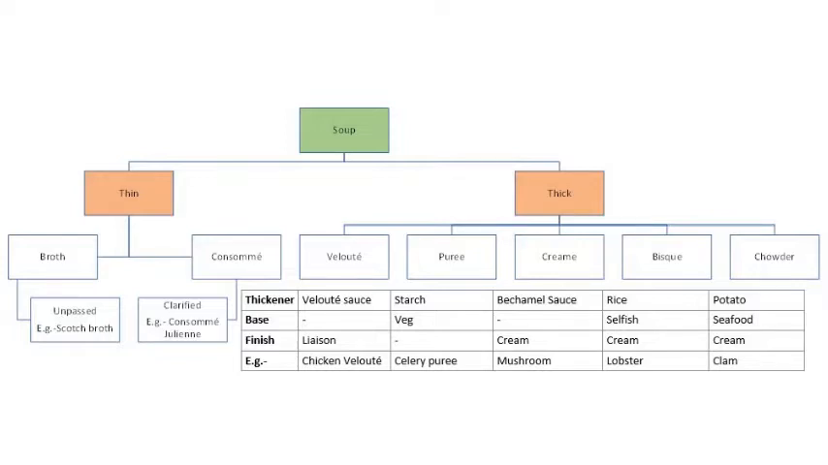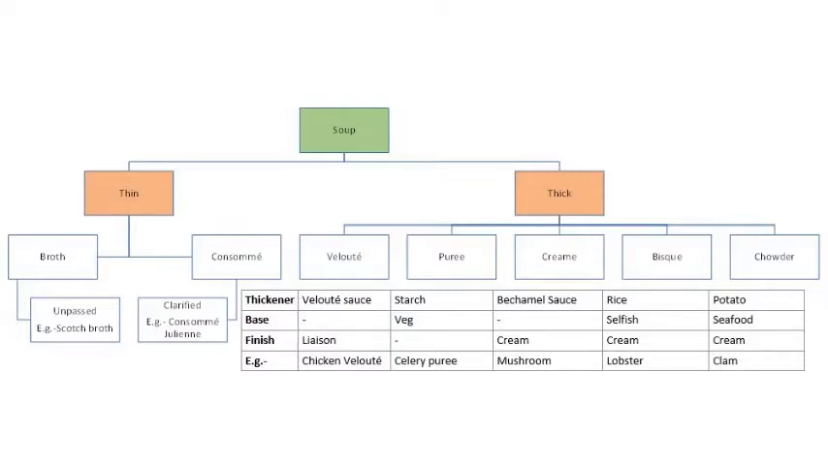Now let's talk about thick soups. Soups which are thickened using some kind of thickeners. Thick soups can be further classified into five types: velouté, puree, cream, bisque, and chowder. Velouté is a kind of thick soup in which the thickener is velouté sauce and it is finished with liaison. Liaison is a mixture of 3 parts of cream and 1 part of egg white. An example of velouté is chicken velouté.